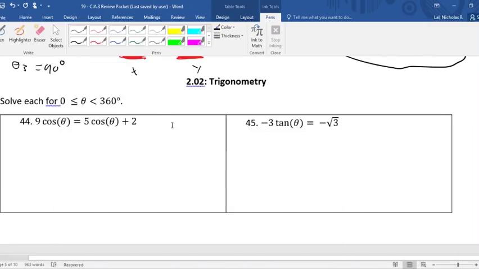Hello, pre-calc students doing standard 2.02 trigonometry, starting with problem 44. 9 cosine of theta is equal to 5 cosine of theta plus 2. So I need to isolate cosine of theta and get it by itself. So you can subtract 5 cosine of theta from each side.